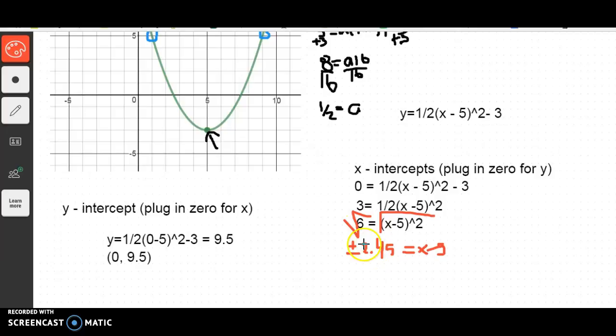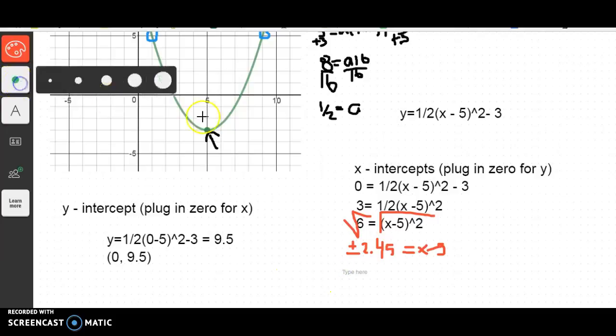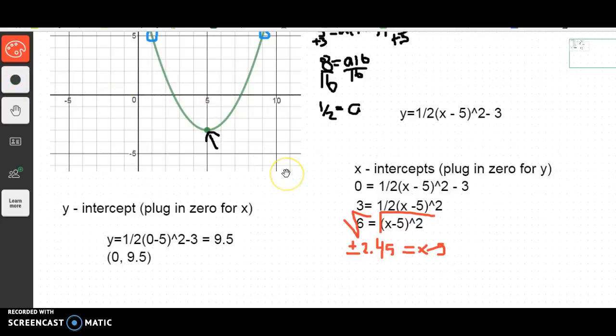Okay, so now from here, you have to set up the two equations. You have to split them apart. You have to say that x minus 5 is equal to positive 2.45 and that x minus 5 equals negative 2.45. So what you're going to do is finish it by adding 5 to both sides. So x equals 7.45 and x equals 2.55.